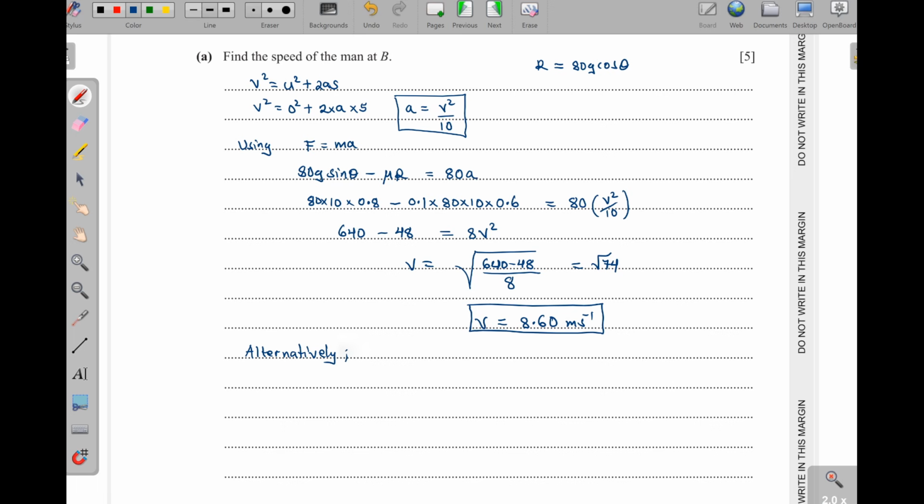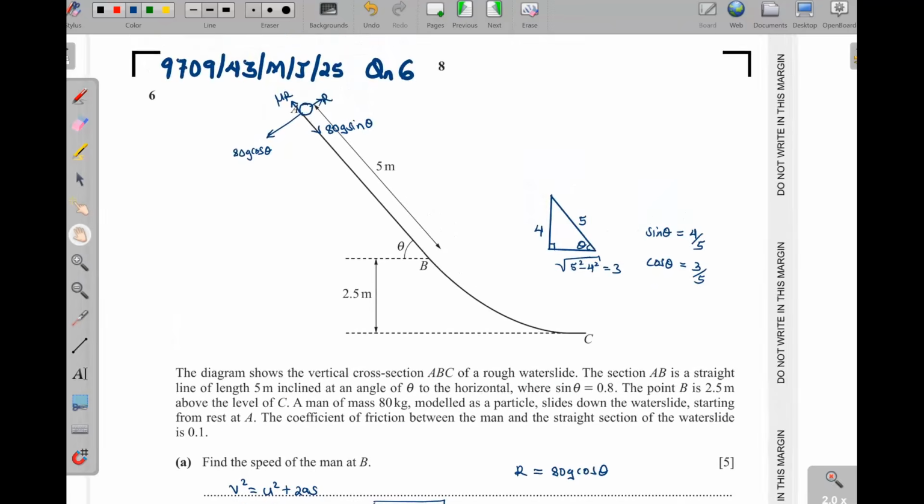Alternatively, using the energy method. Now, when I use the energy method, I'm supposed to look at the potential energy and then kinetic energy. So at this point here, there is this vertical height. So relative to this position, this particle here will have potential energy. Since it is starting from 0, there won't be kinetic energy, because u is 0.